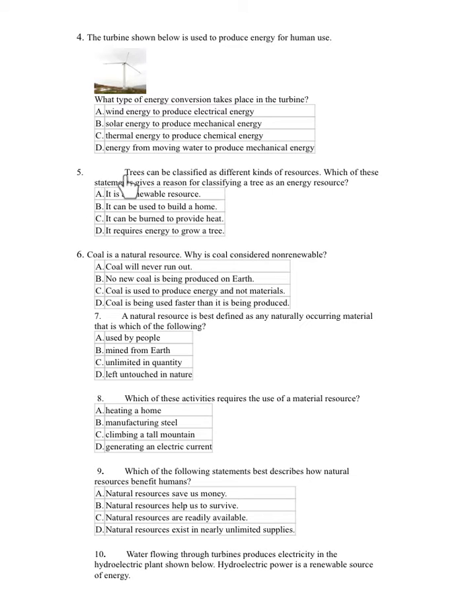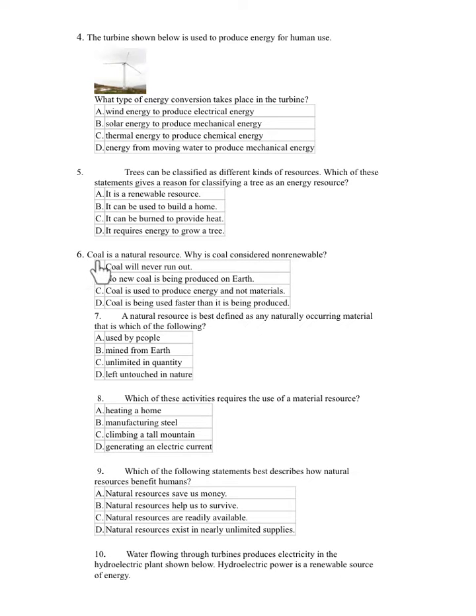Number 5. Trees can be classified as different kinds of resources. Which of these statements gives a reason for classifying a tree as an energy resource? A. It is a renewable resource. B. It can be used to build a home. C. It can be burned to provide heat. D. It requires energy to grow a tree.